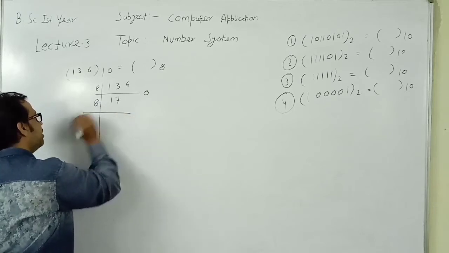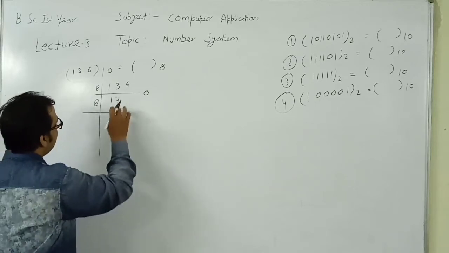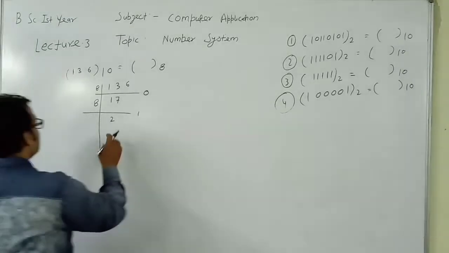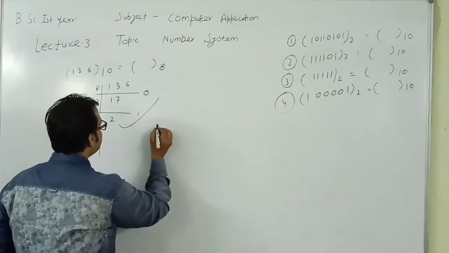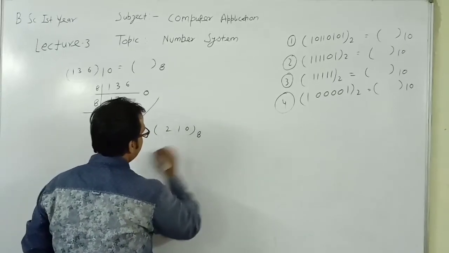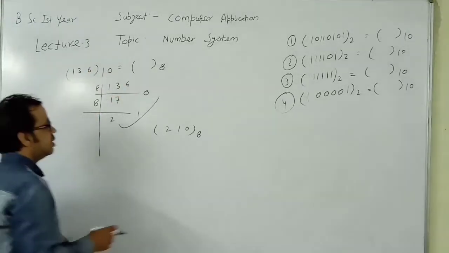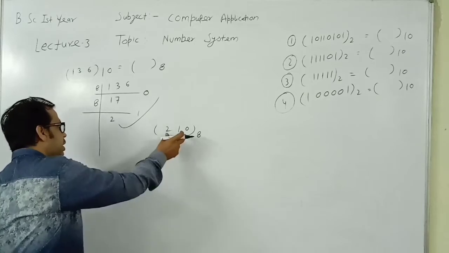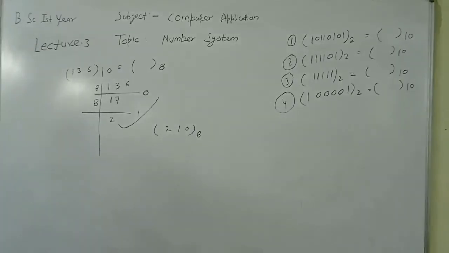Now again divide by 8, it gives you 8 2s are 16, and now we write in such a way, this is 210 base 8. So this is the conversion of this number into octal. Since this number is in octal, it can contain the digits from 0 to 7.